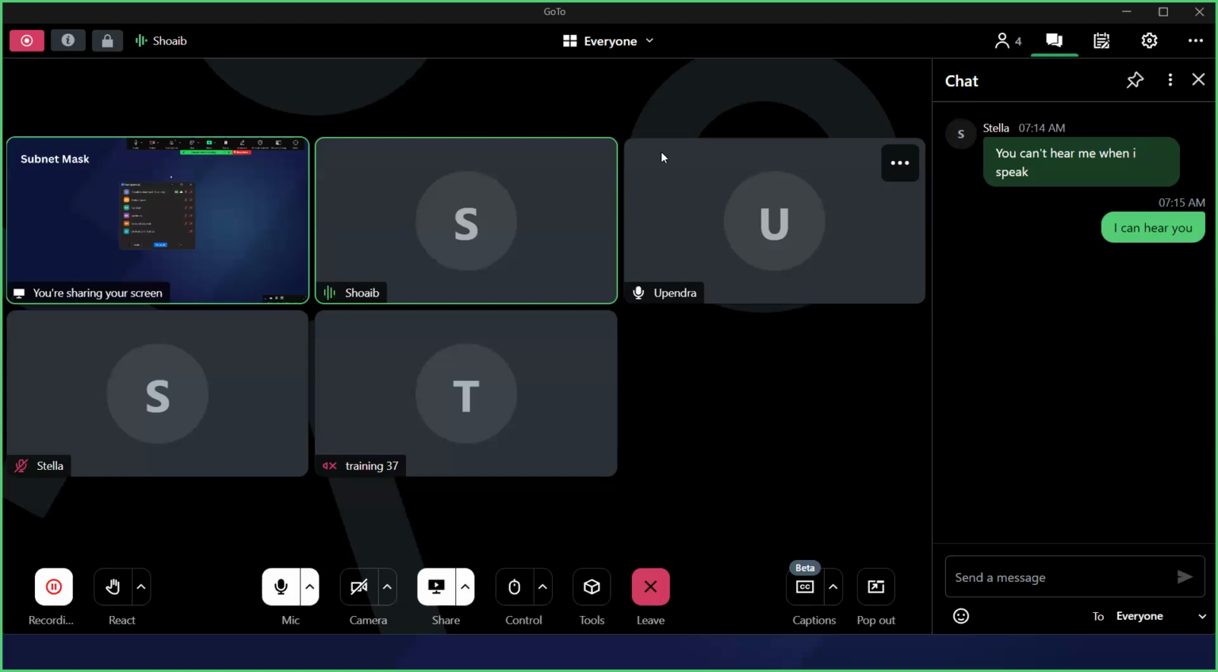Is that clear for everyone? Raj, Sachin, Venkat, Upendra, Stella.